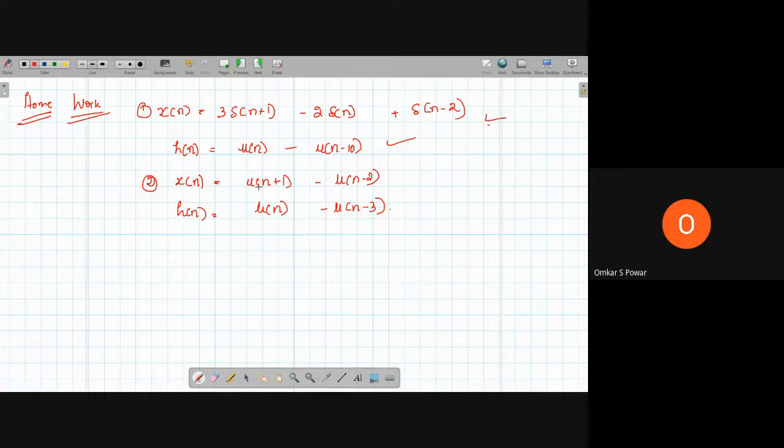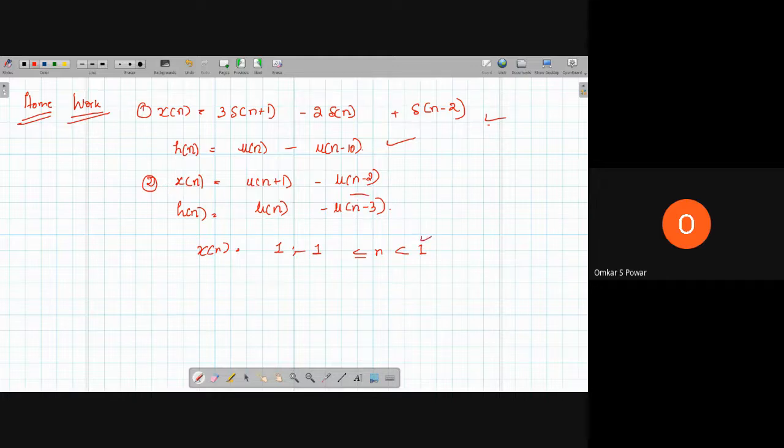Then what is the second question? X of n is equal to u of n plus 1 minus u of n minus 2, and h of n is equal to u of n minus u of n minus 3. So how do you solve this? Write it. X of n is equal to 1 from minus 1 to n less than 1, because you are minusing it.